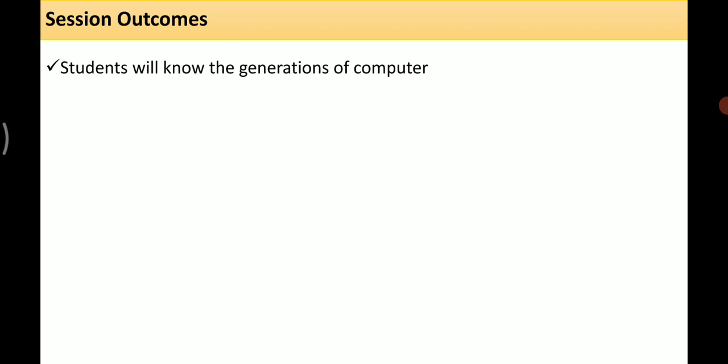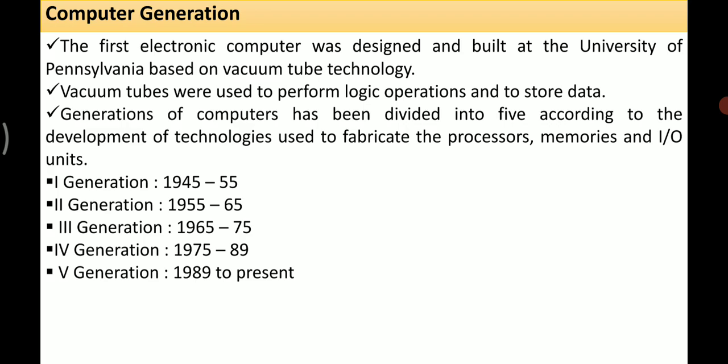In the previous session, we have seen the characteristic features of computer and how the evolution of computer takes place to the present form. The learning objective of the session is to learn the generations of the computer. The session outcomes are the students will know the generations of computer. So we'll see what a computer generation is.